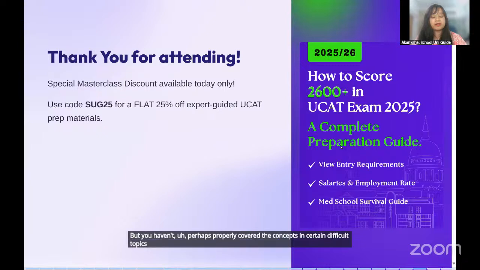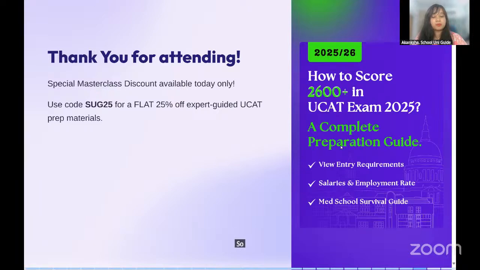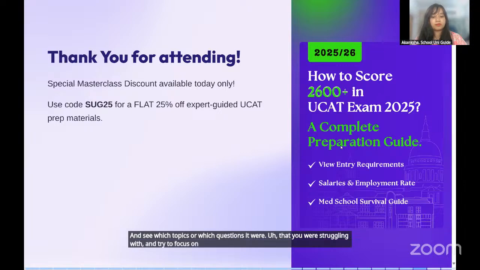So if you get more questions from the topics that you're comfortable with, you would be scoring higher in those particular mocks. So it would be best to just reflect on the mocks where you scored less and see which topics or which questions you were struggling with, and try to focus on those topics more.